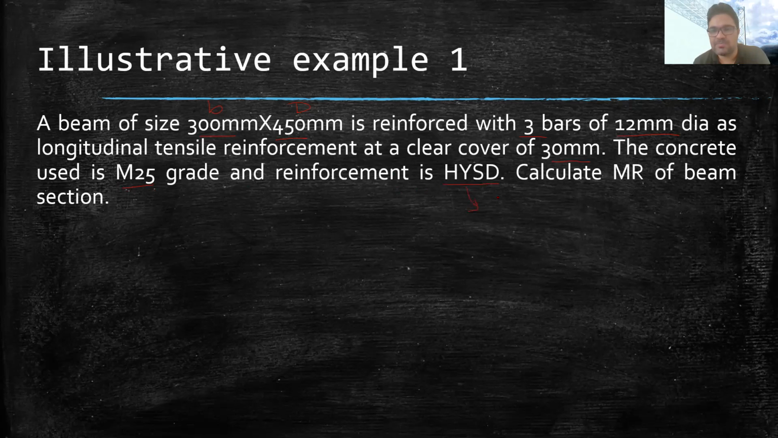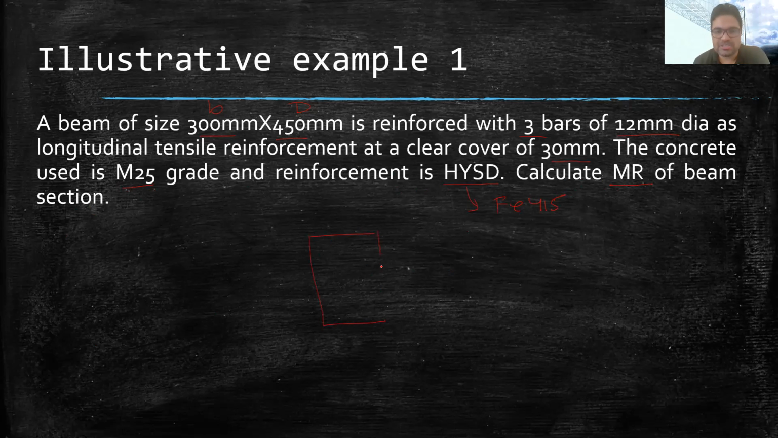So this HYSD bar is actually the FE415. And in this, we have to find out the moment of resistance of the beam section. So there you can see, we can simply draw the diagram.